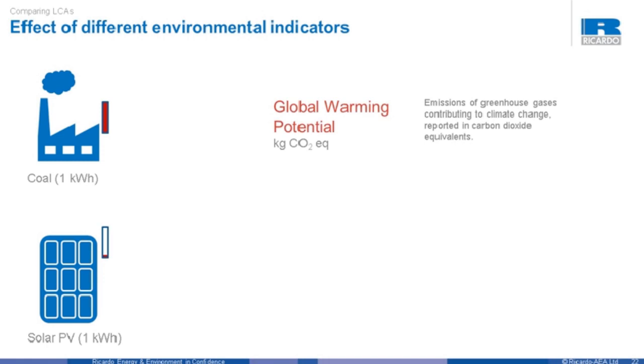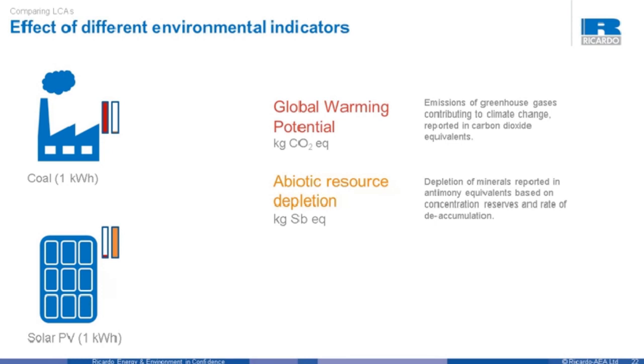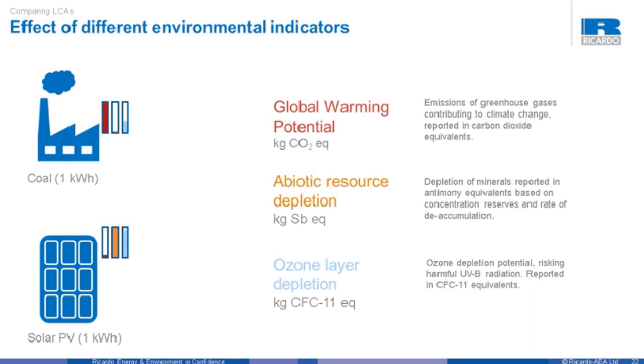But global warming potential isn't the only environmental issue. Per kilowatt hour, solar requires substantially more infrastructure. And if we look at indicators such as abiotic resource depletion, we see that coal is preferable, consuming just 3% of the minerals used in solar PV. And perhaps surprisingly, when we look at ozone layer depletion, coal is also preferable, emitting 48% as many CFCs over its lifetime.